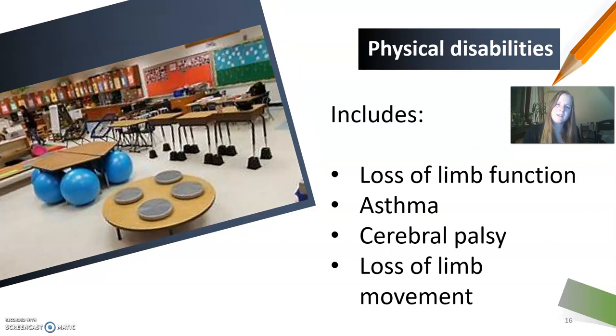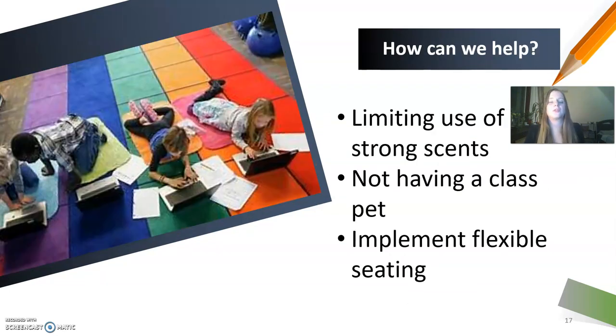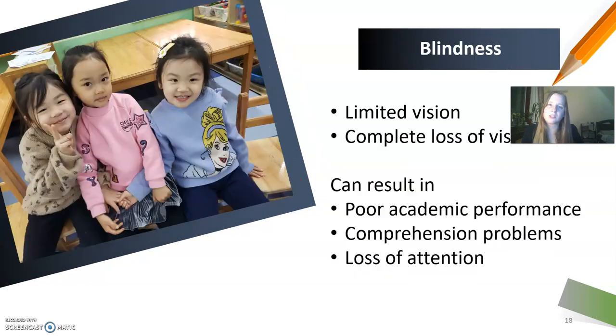This also, I think, physical disabilities also includes asthma. So limiting use of strong scents would help them with breathing. Not having a class pet, that also is good for a child that has asthma or allergies. Implement flexible seating for children who are unable to sit in the seats that are provided. Give them a different way to sit. If the child has a wheelchair, give them a spot to put their wheelchair. Let's move on to the next one.